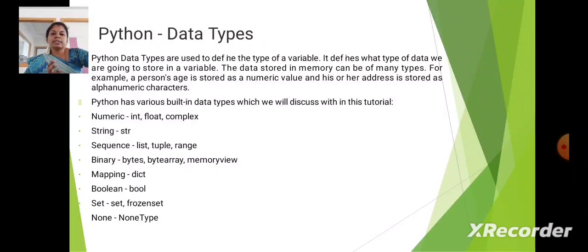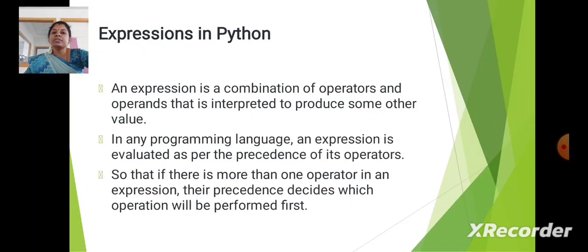Numeric: int, float and complex. String: defined as str. Sequence: list, tuple, range. Binary: bytes, bytearray, memoryview. Mapping: dict. Boolean: bool. Set: set, frozenset. Null: NoneType.